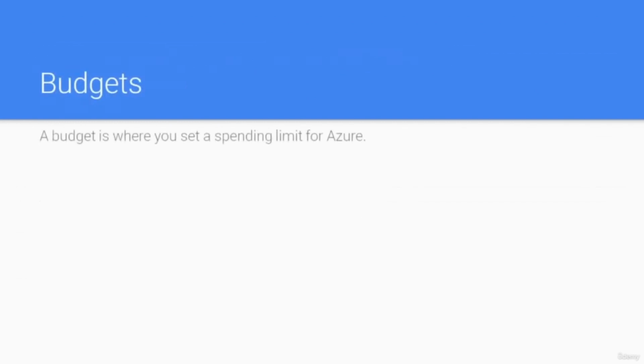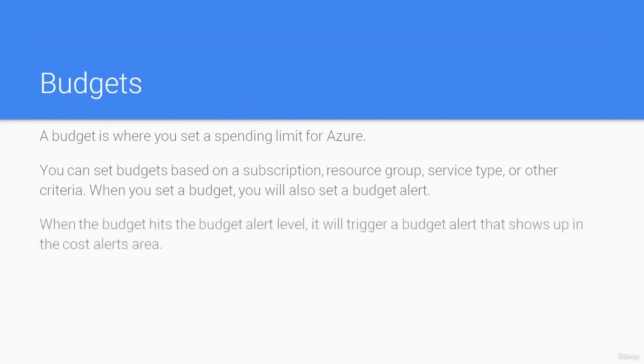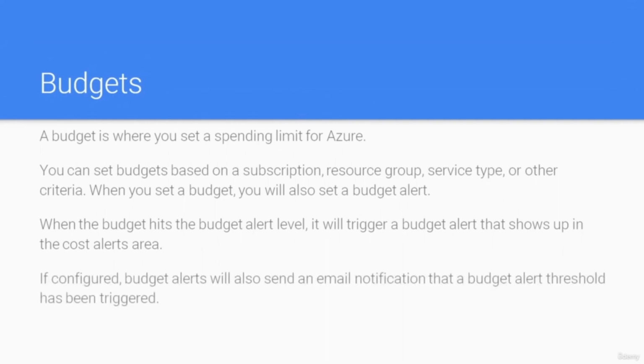Budgets. Now, a budget is where you set a spending limit for Azure. You can set a budget based on a subscription, resource group, service type, or other criteria. When you set a budget, you will also set a budget alert. When the budget hits the budget alert level, it will trigger a budget alert that shows up in the cost alert area. If configured, the budget alert will also send an email notification that a budget alert threshold has been triggered.